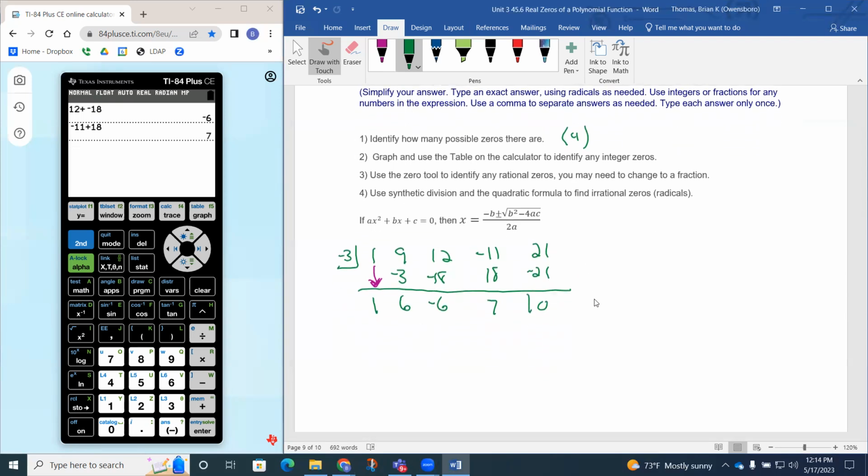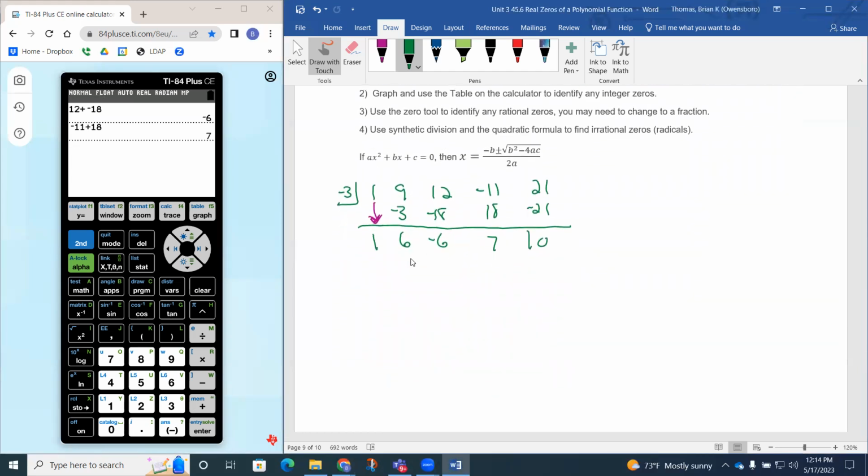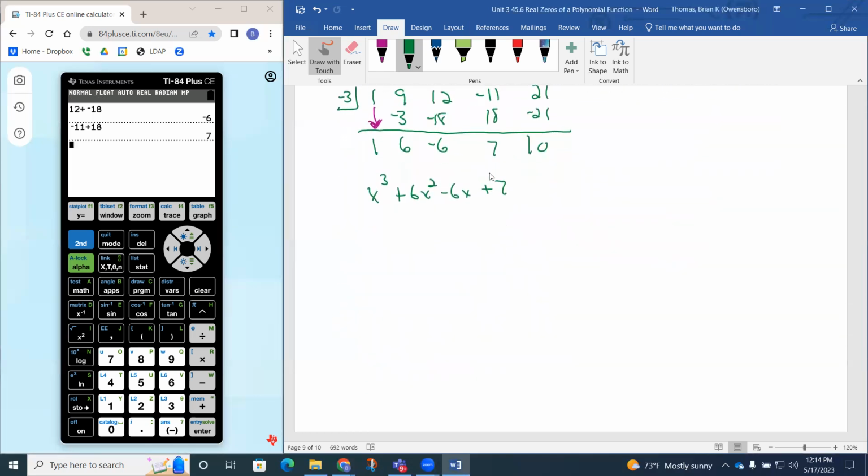So that tells me if I pull out the x minus 3, the remaining quotient would be, and since this was a degree 4, this starts out as a degree 3. So what we have now is x cubed plus 6x squared minus 6x plus 7. And what we want to do is take out the negative 7 out of that. So using synthetic division, we can divide that by negative 7. So this becomes a 1, a 6, a negative 6, and a 7.